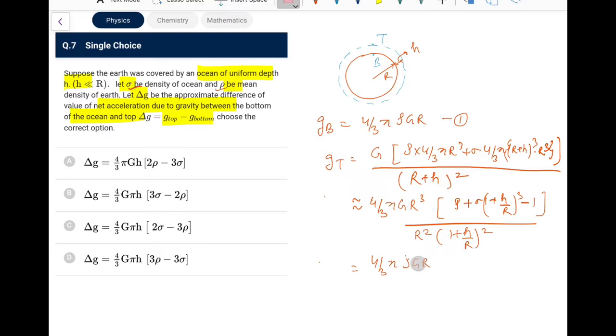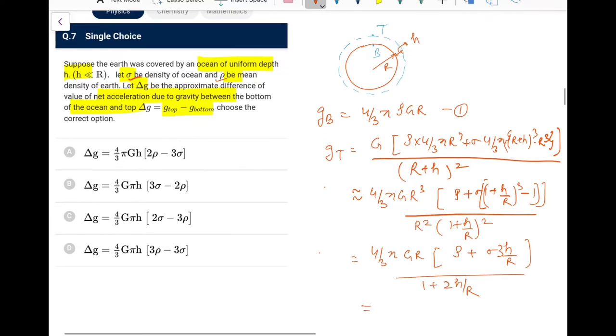What I will have is 4 by 3 pi G R, and this would be rho plus, sigma into (1 plus h by R) whole cube minus 1. Now this whole one will be like this. So 1 and 1 cancel, this is h by R. 1 plus x to the power 3 can be written as 1 plus 3x, so 3h by R I can write, and similarly I can write it as 1 plus 2h by R here.